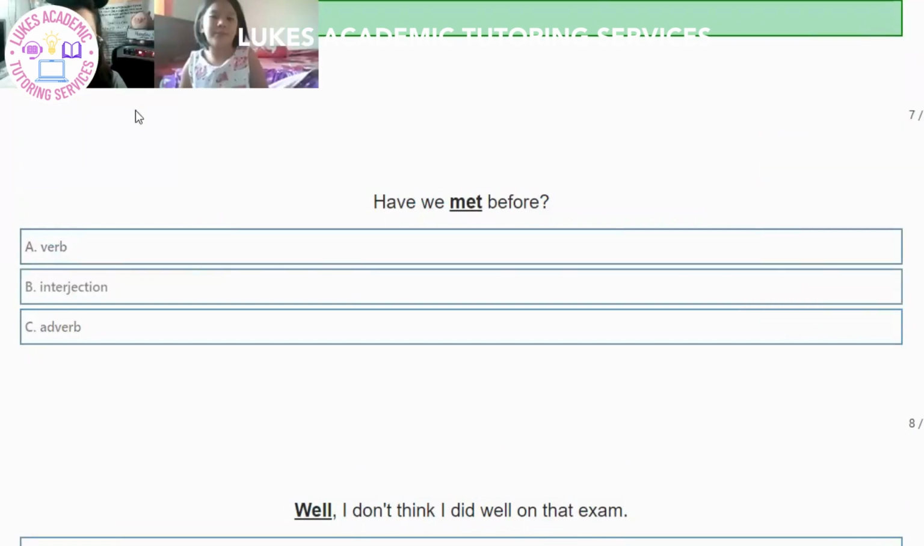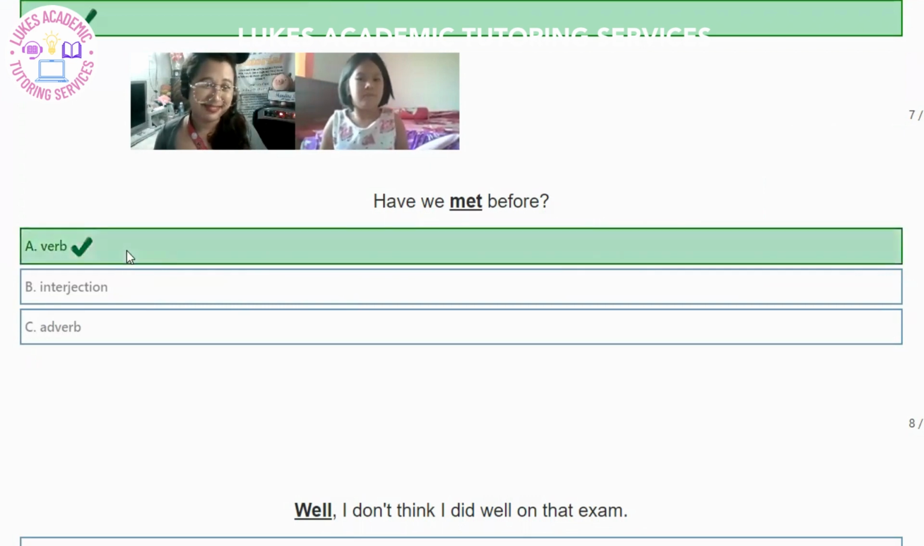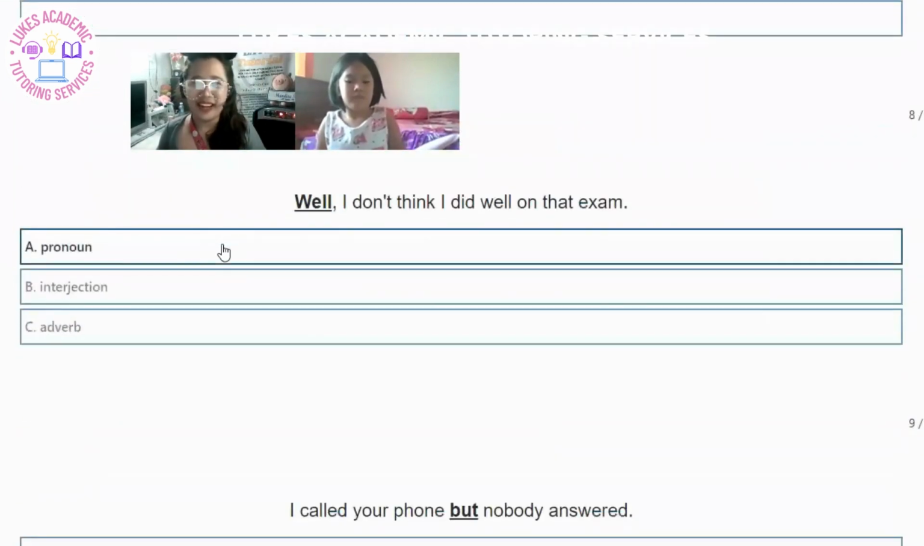Number 7. Please read. Have we met before? A, verb, B, interjection, or C, adverb? Verb. Correct.